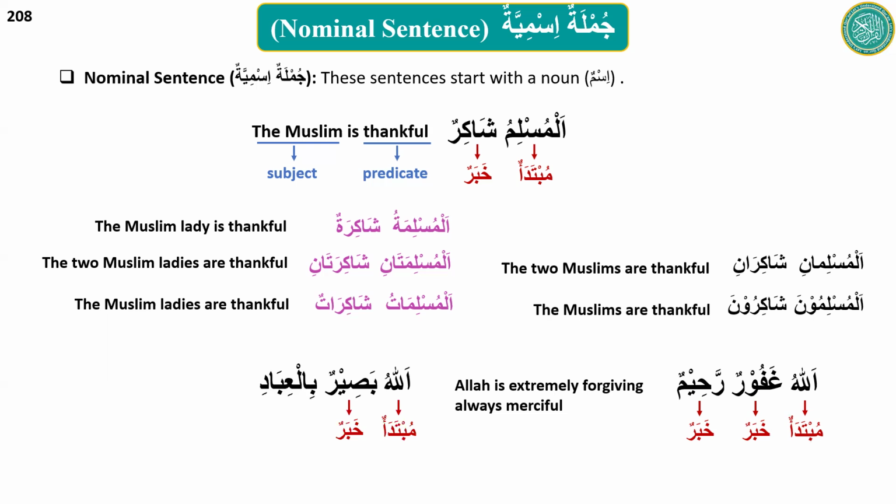Okay. Next word, bil ibad. B means with. Al ibad is the plural of abd, slaves. Ibad means slaves. Bil ibad, with the slaves. So what will bil ibad be then? It is also a khabar. But you remember I told you something about khabar. What should be the status of khabar? It should be in Rafa. So is bil ibad Rafa?